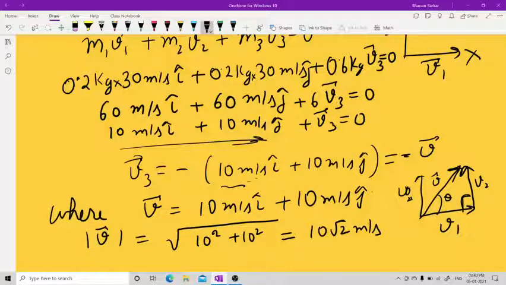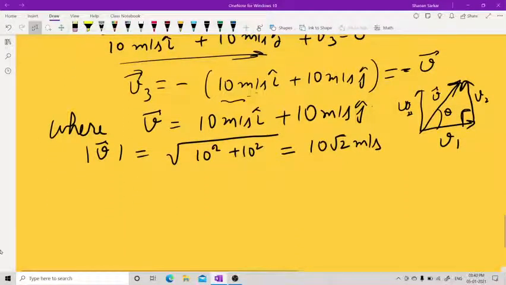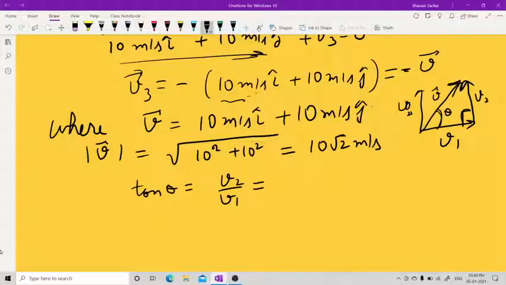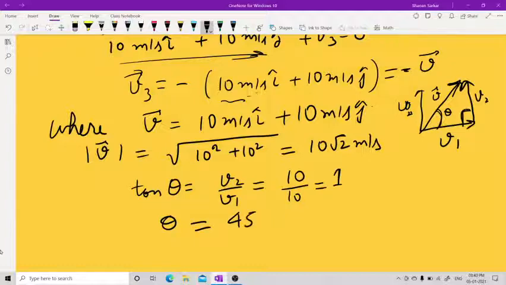Now let me take some more page here. Now what is the angle it is making with the x-axis? I want to find this tan theta. Tan theta is v2 by v1, perpendicular by base, 10 upon 10, that is nothing but 1. That means theta, wait a minute, let me write it properly. Theta is equal to 45 degrees.